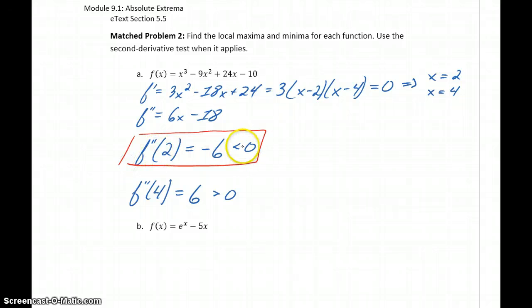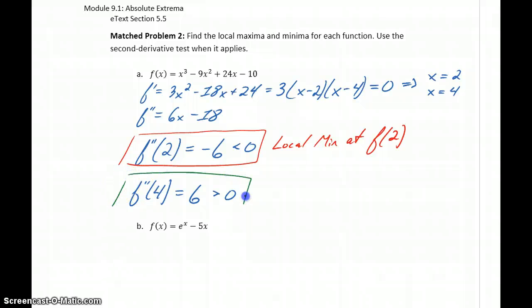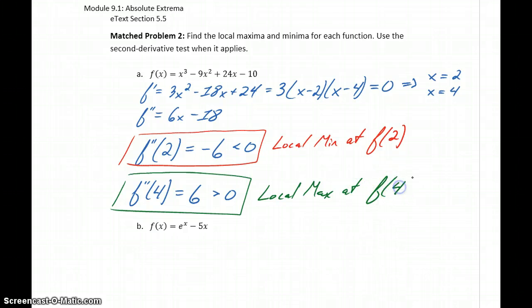So since the second derivative is less than 0, that means we have a local maximum, and that's going to occur at f of 2. Since our other result, the second derivative, is greater than 0, we have a local minimum, which is going to occur at f of 4.